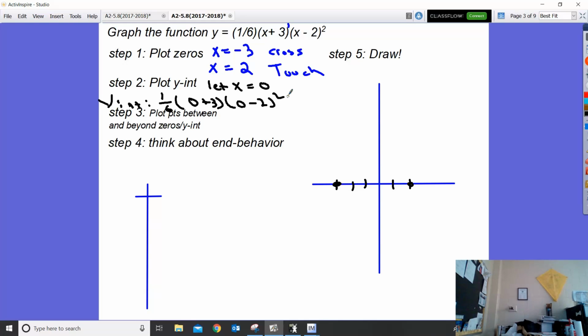What's 3 times 4? 12. How do you take a sixth of something? Divided by 6. Good job. What's 12 over 6? 2.